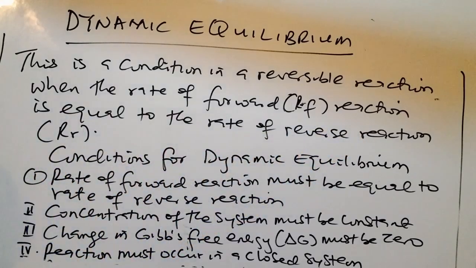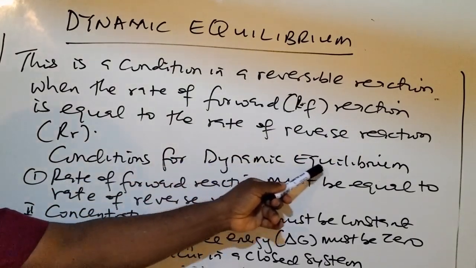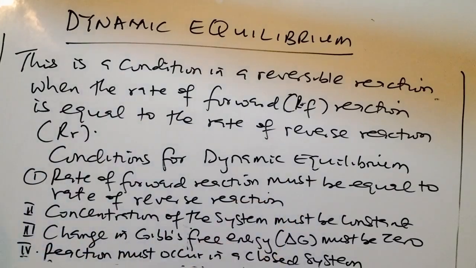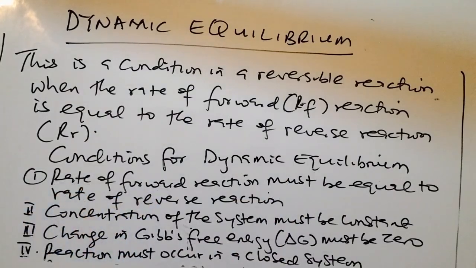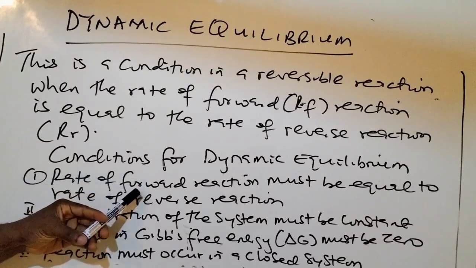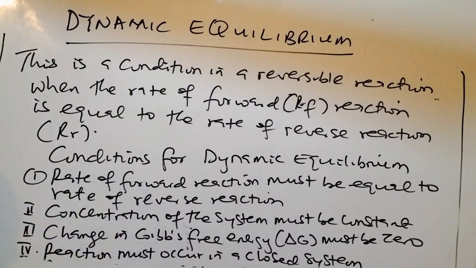So what are the conditions for dynamic equilibrium to be established in a reversible reaction? There are 5 conditions. The first is that the rate of forward reaction must be equal to the rate of reverse reaction. That means both the forward reaction and the reverse must occur at the same speed or the same velocity. Number 2 condition says the concentration of the system must be constant.